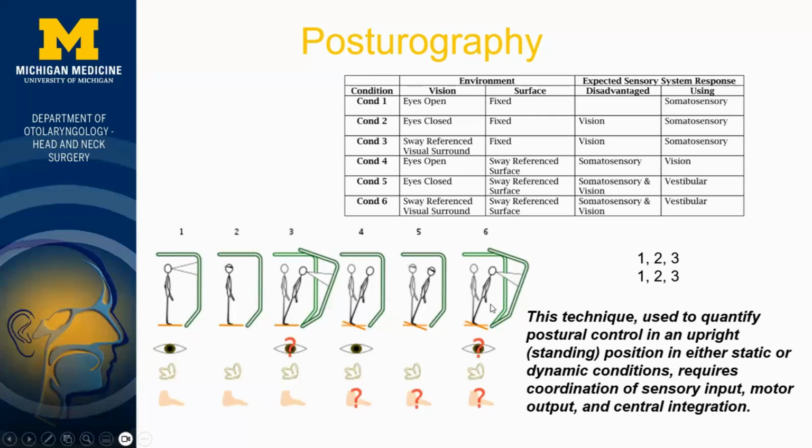And then conditions 4, 5, and 6, you repeat those eye conditions, but you also add an unstable platform. So it's a sway reference surface underneath the feet. So as audiologists, as otolaryngologists in this field, we are most concerned with conditions 5 and 6. Those would be our vestibular only conditions. And that's illustrated here with these 3 canals. This technique is used to quantify postural control in an upright standing position in either static or dynamic conditions. It requires coordination of sensory input, motor output, and central integration.